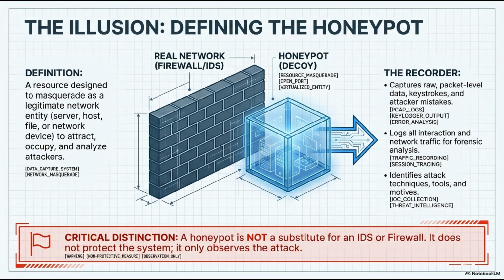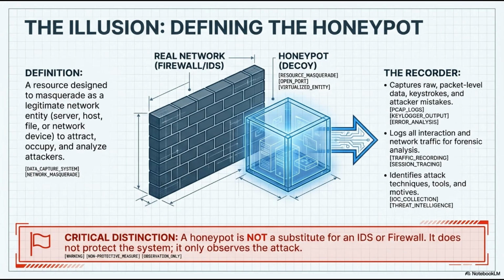It's bait. But here's the kicker, the part that separates it from other security tools. What's that? It has absolutely no production value. Meaning no real employees are using it? Exactly. No legitimate traffic should ever touch it. HR isn't saving payroll files there. Finance isn't logging in. So by definition, any interaction with a honeypot is suspicious. So if someone knocks on that door, they're up to no good, which I guess makes the monitoring part easier.